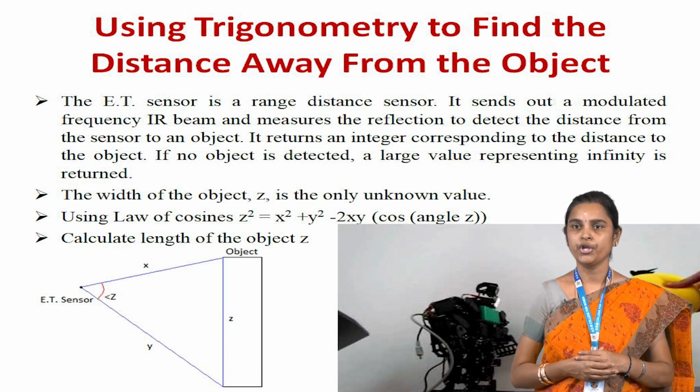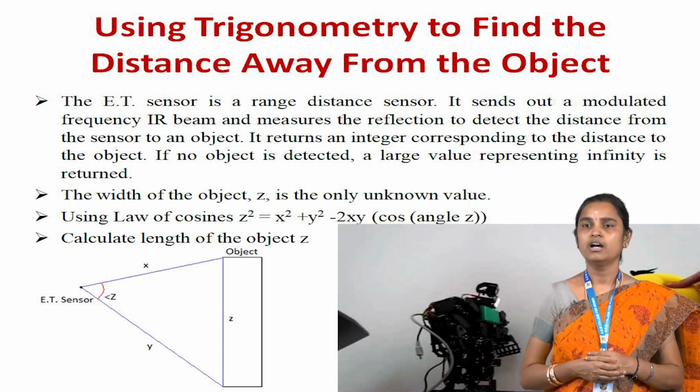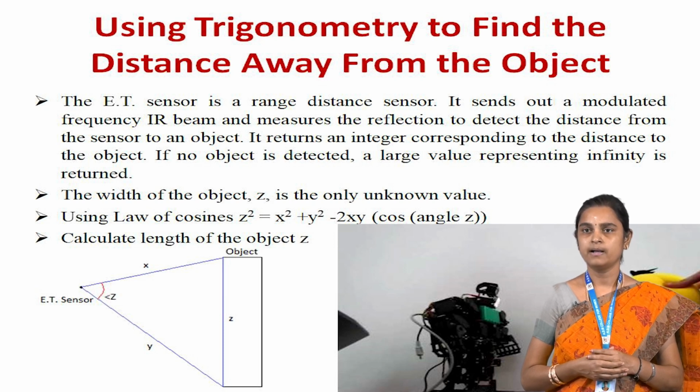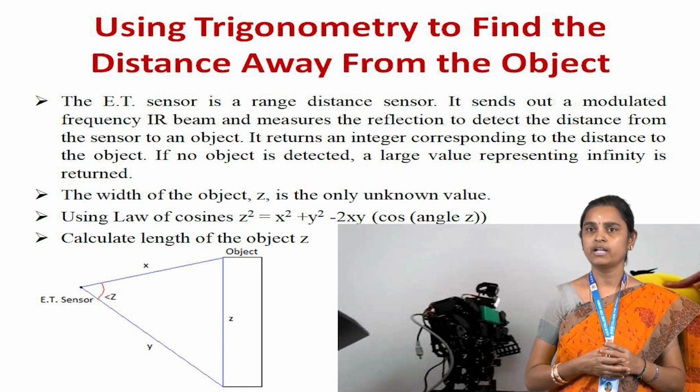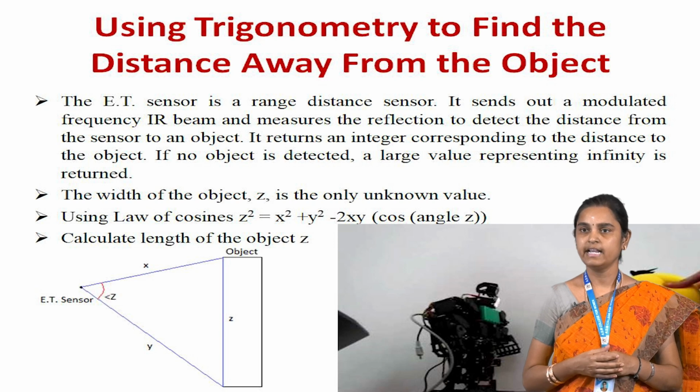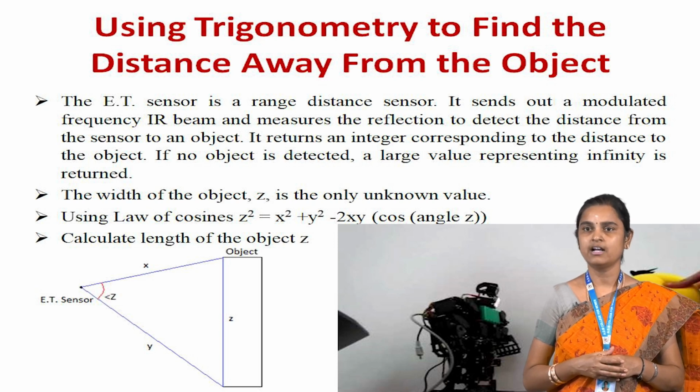So in this module we have seen the suspension bridge, the concept of mathematics used in robotics, and how to calculate the distance away from the object. In the next module 2, let us see more examples related to hanging strings.